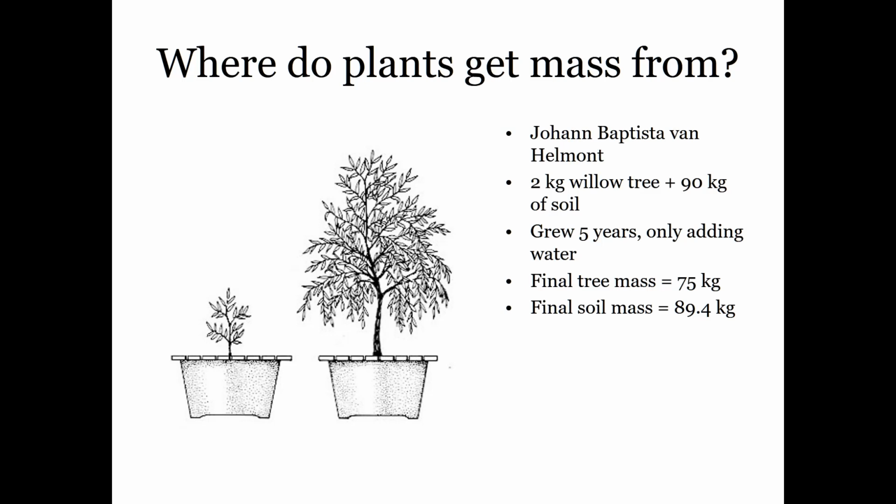And he watered it, gave it nothing but water for the next 5 years. 5 years later, the final tree mass was 75 kilograms. It grew 73 kilograms in 5 years. But the final soil mass was only 89.4 kilograms. It lost a tiny fraction of the soil's mass. Where did all that mass come from?